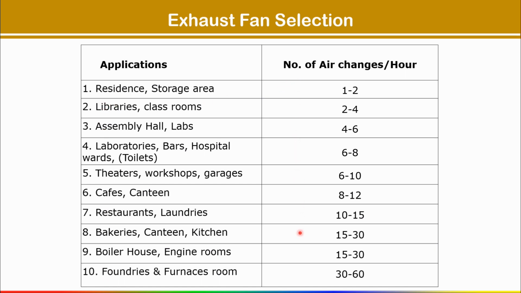Okay, now see here in this chart, in the first column you can see application is given, then the number of air changes per hour. If you are placing an exhaust fan in a residence storage area, for that you have to take an ACPH value of 1 to 2 times. It means in 1 hour you have to change the air how many times to improve indoor air quality? 2 times maximum. If you are installing an exhaust fan in libraries or classrooms, for that 2 to 4 maximum.